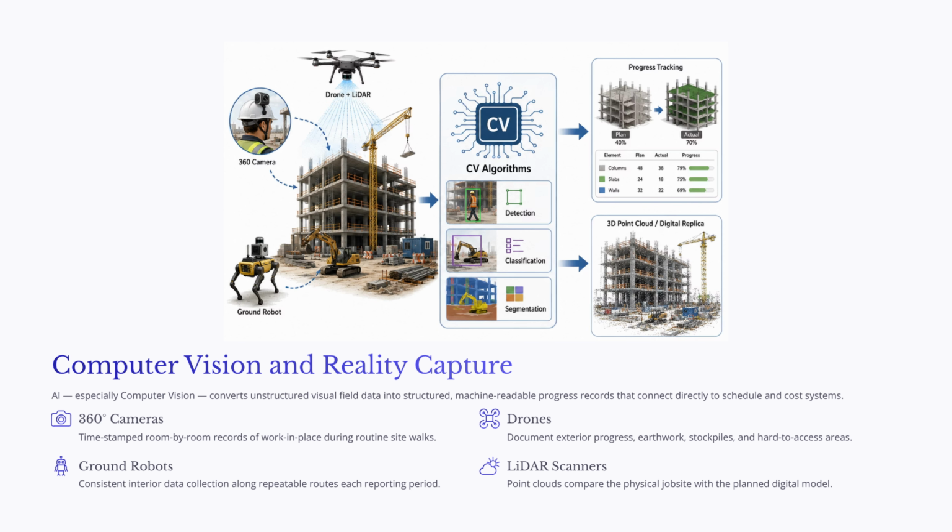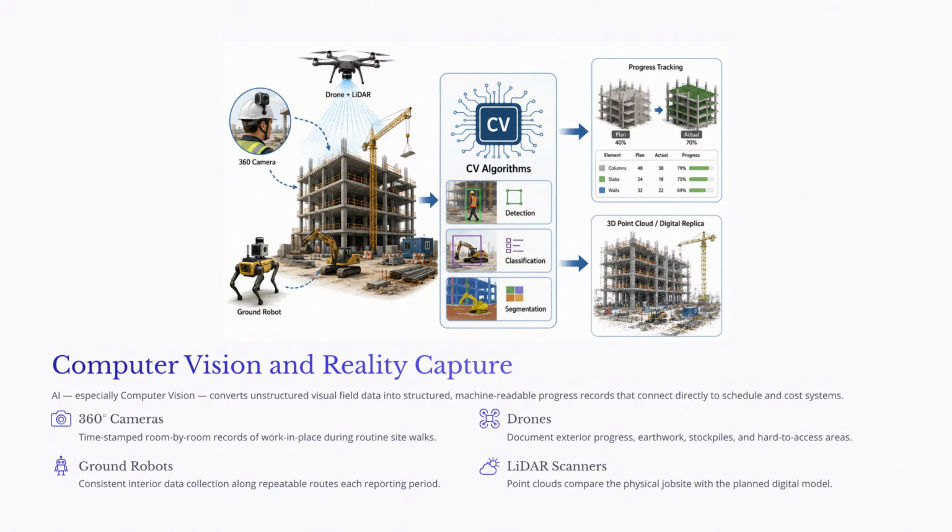360-degree cameras can be used during routine site walks to create time-stamped room-by-room records of work in place. Drones can document exterior progress, earthwork, stockpiles, logistics areas, and locations that are difficult or unsafe to access. Autonomous ground robots can follow repeatable routes and collect consistent interior data from one reporting period to the next. LiDAR scanners and laser scanning systems can create point clouds that compare the physical job site with the planned digital model.